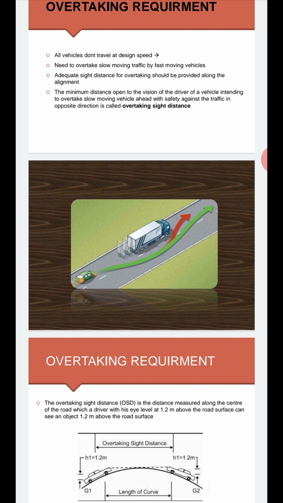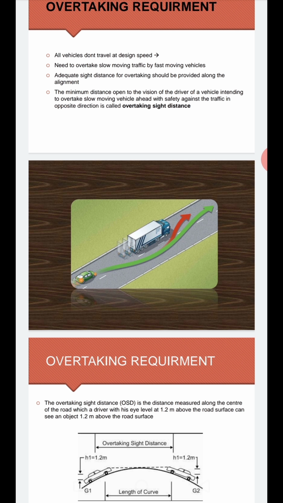The definition of OSD is the minimum distance open to the vision of a driver, that is the overtaking vehicle, to move safely without colliding with the opposite coming vehicle. So that distance which you can see is the overtaking sight distance, or safe passing sight distance.